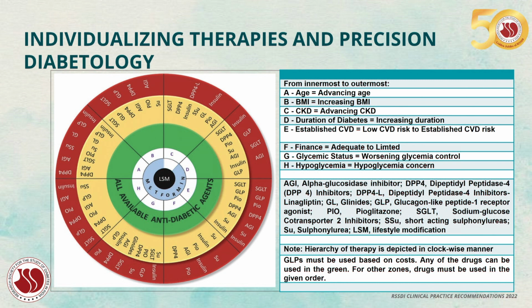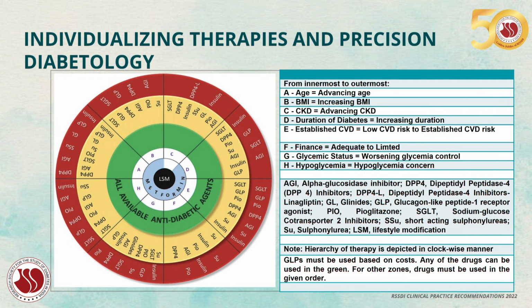Suppose you have a person who has a duration of diabetes of, say, 20 years. So he is already in this zone. That means he has burnt out diabetes, unlikely to respond to agents like SGLT2 or DPP-4 inhibitors or pioglitazone, and you may need insulin as the first option. If you have a body mass index which is morbid obesity, the preferred drug would be an SGLT2 inhibitor or GLP-1.